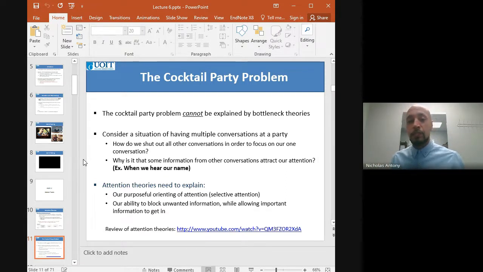So what that means is that it sort of cancels out this idea of bottleneck theories, or that our brain serially processes information. What this means is that I'm clearly processing other things, but I'm choosing to focus in some way on one aspect. So researchers had to come up with a new theory that would explain the fact that we can process multiple things at once, or at the same time, or simultaneously. It's just that we will choose what to attend to. Does that make sense?